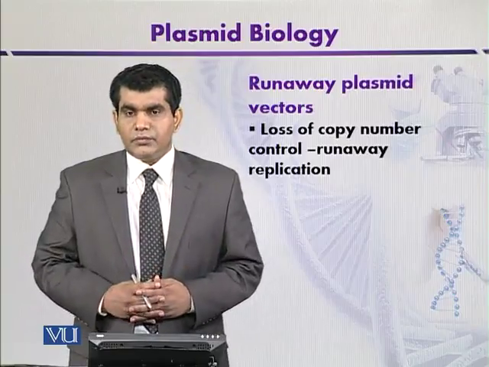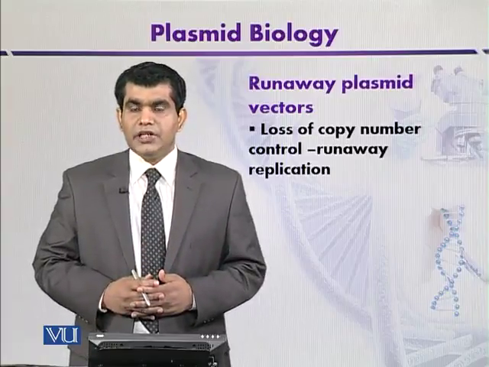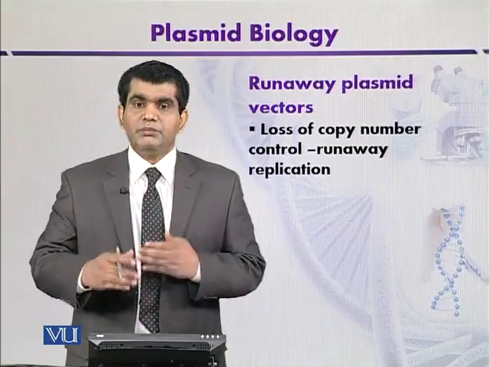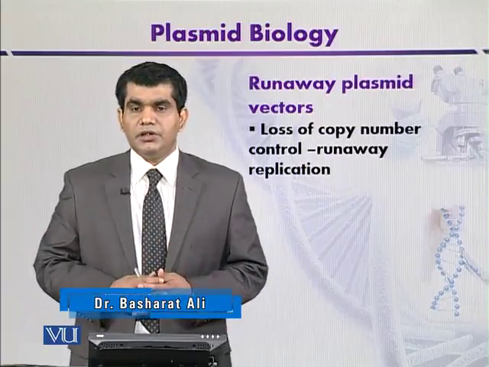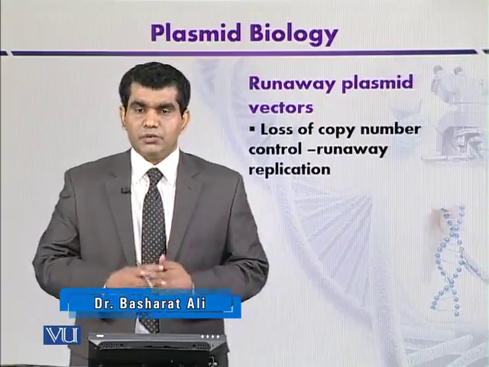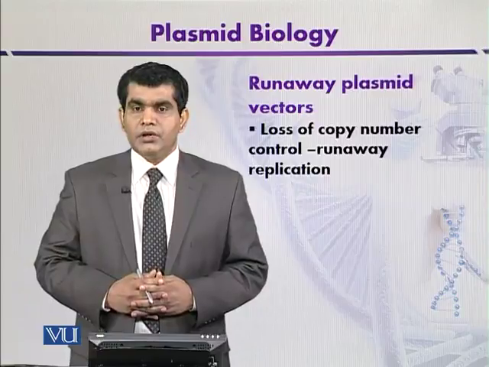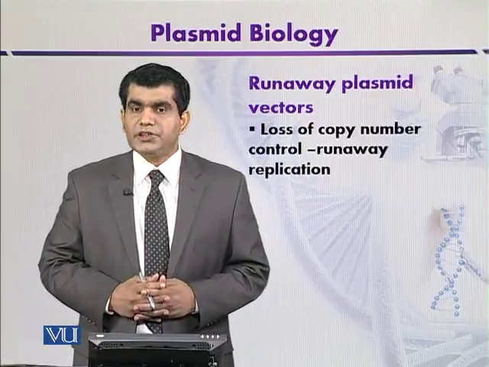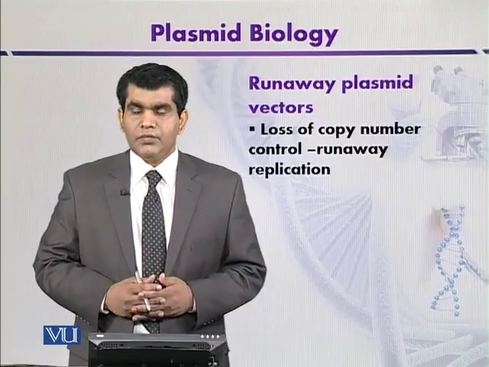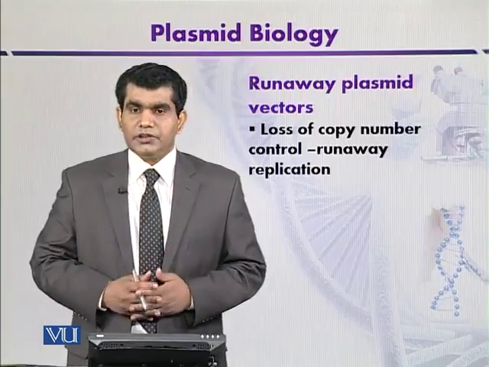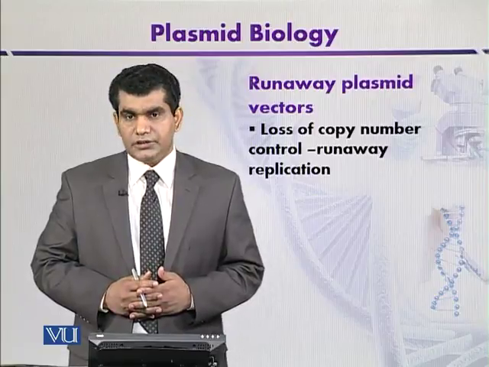For example, high copy number plasmids are mainly preferred in gene cloning because they will produce more copies of the clones of the target DNA, and in turn will express more target proteins. So target proteins will also be produced in abundance. But this abundance of protein expression is not always desirable. The reason is that there are some proteins which, if produced in abundance, are lethal to the cells.